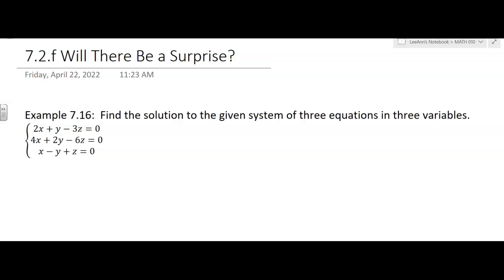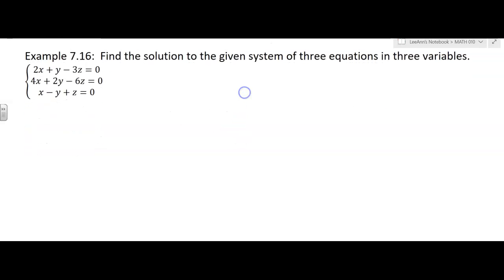Okay, so there was kind of a surprise in the last example. Will there be a surprise in this one? We will find out. Okay, so we're going to find the solution. There's lots of ways you could start this problem.